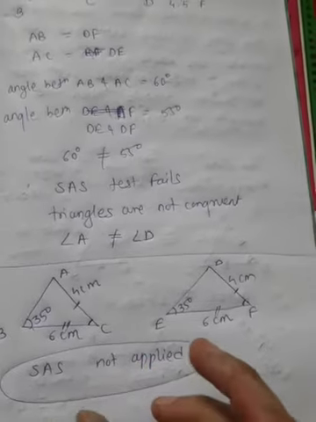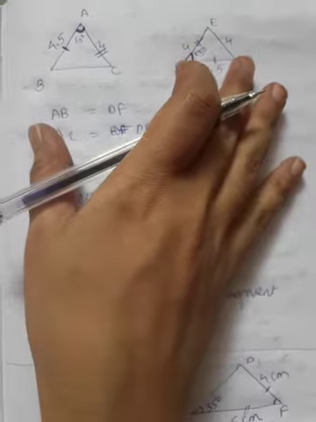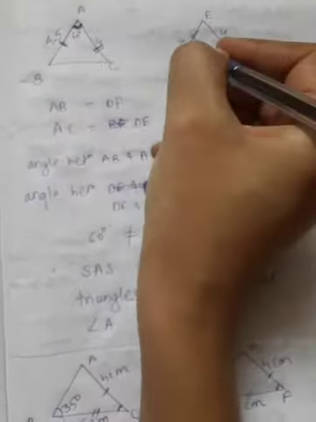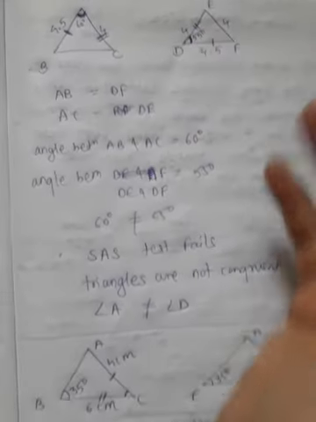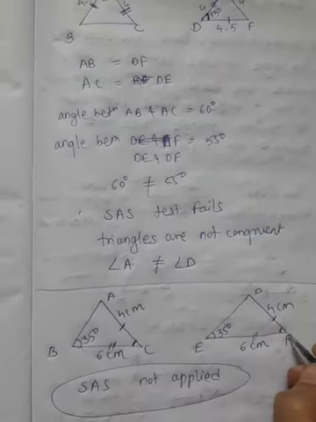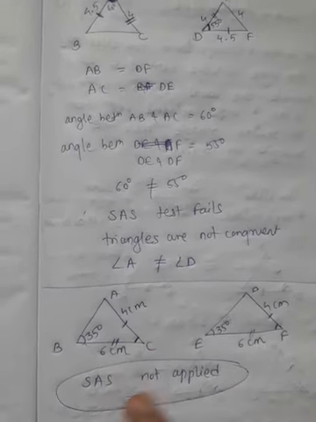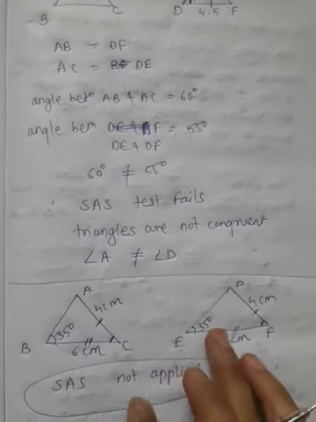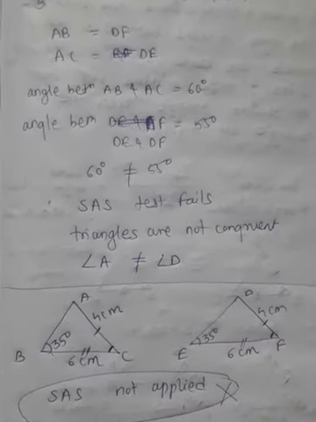So we apply it where it is possible. Here, we have two equal sides and the angle between them given. If we compare and they are not equal, we say they are not congruent. But here, we have two equal sides but the angle included between them is not given. Then how can we compare whether they are equal or not? So the SAS test cannot be applied to check the congruence of these two triangles. We have to use some other criteria.